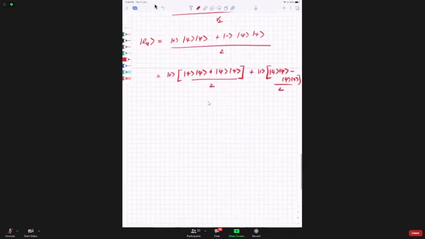And now the probability of seeing 0 is just related to the mod square of this, and the probability of seeing 1 is related to the mod square of this, which gives you the interference terms that you're looking for between psi and phi.